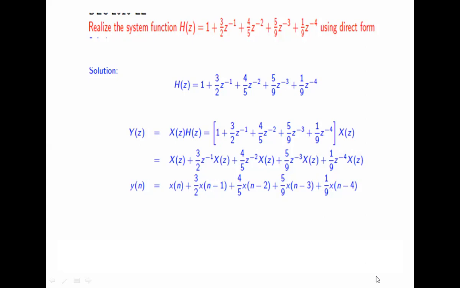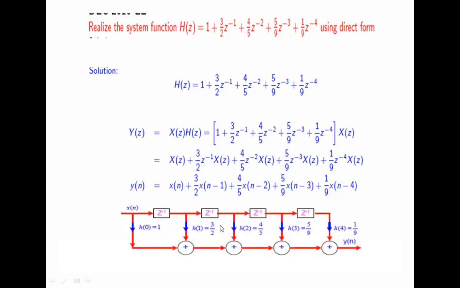And what about the implementation part? So this is the implementation part. Correct? Yes, sir. Correct. Okay.